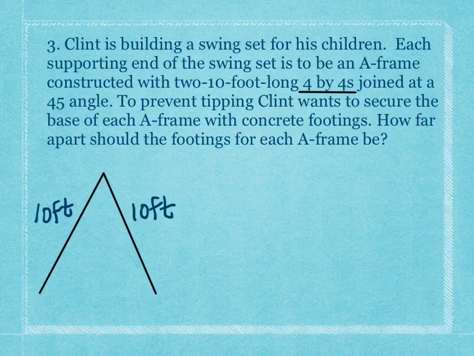All right. The part that's important is that I have two beams that are 10 feet long that are going to be bracing this swing set. It says to prevent tipping, oh, and they're joined at a 45-degree angle. That's important as well. Let's put that 45-degree angle here at the top.